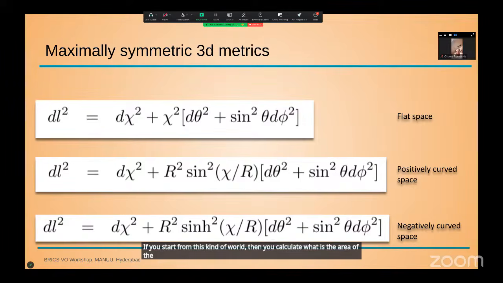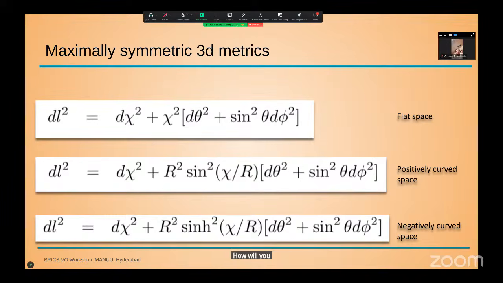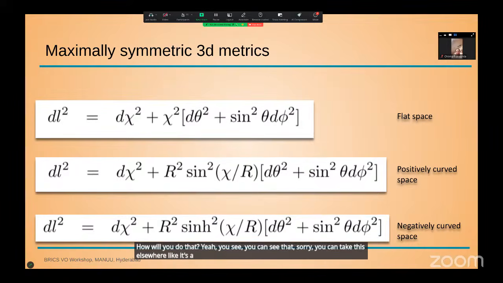Or let's suppose, forget about area. I want to calculate the circumference of a circle at a distance r. How will you do that? You can take this dl squared. It's a length element that you need to integrate.